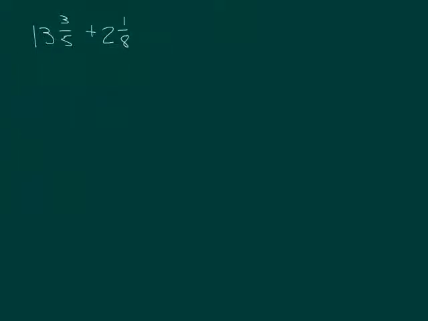Okay, so let's look at this one, 13 and 3/5 plus 2 and 1/8. Now again, I'm going to write it in a vertical way. And the key thing is I cannot add my fractions together because I don't have common denominators. So I have to make common denominators before I can add these together.